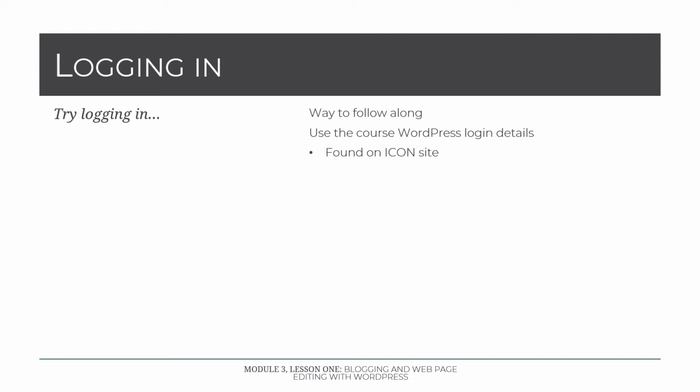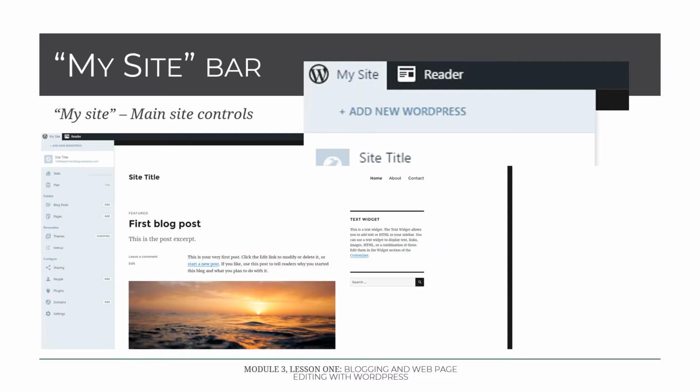Go to wordpress.com and click Login in the top right corner. Logging in with our course WordPress information here will allow you to follow along with this lesson. The login information for the WordPress site has been posted to the course icon page by your instructor. When you log into WordPress, the key menu you will use is the My Site bar. You can find it at the top right corner of your screen. This is how you will add content and control other features of your site.